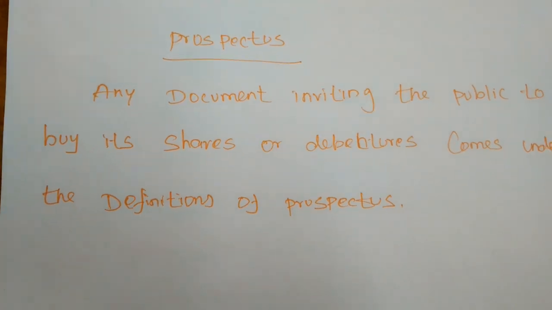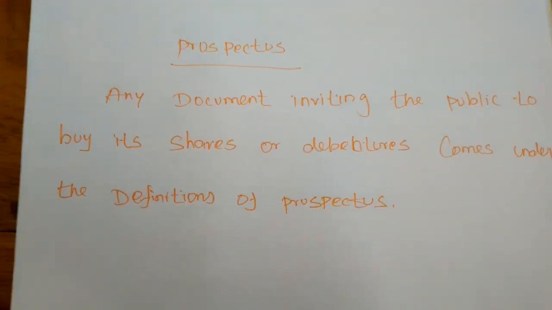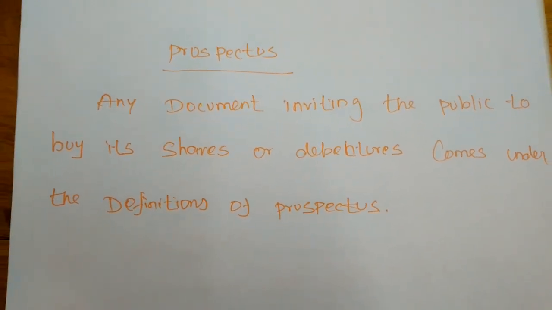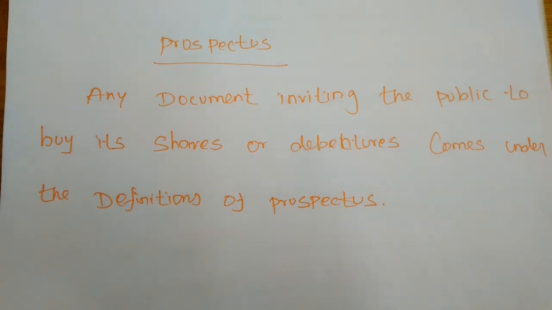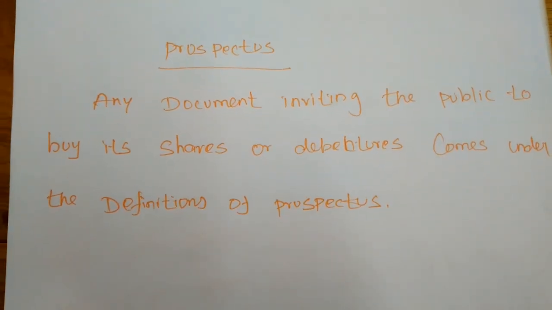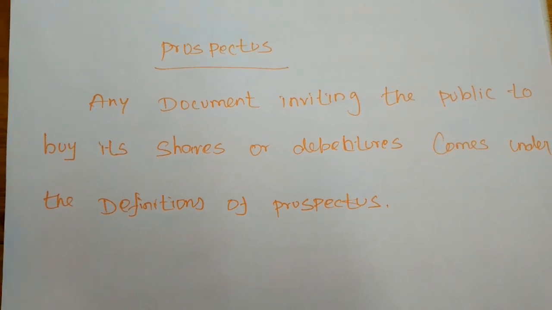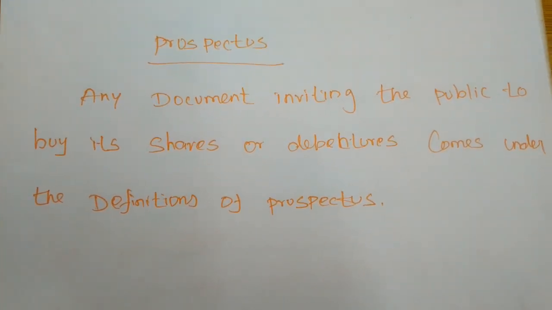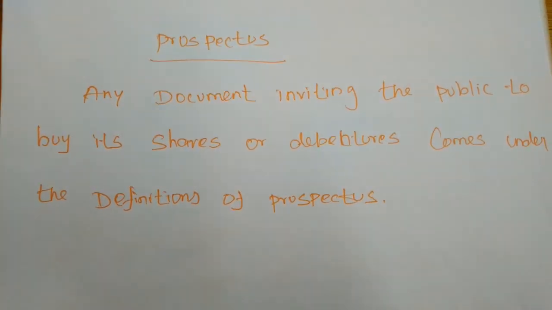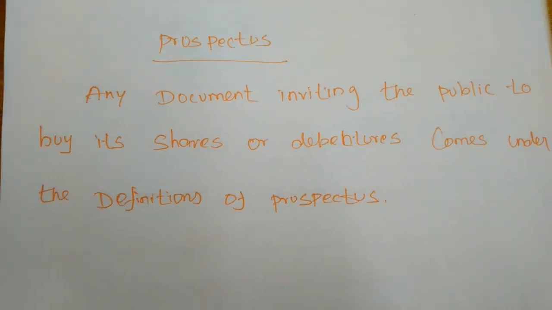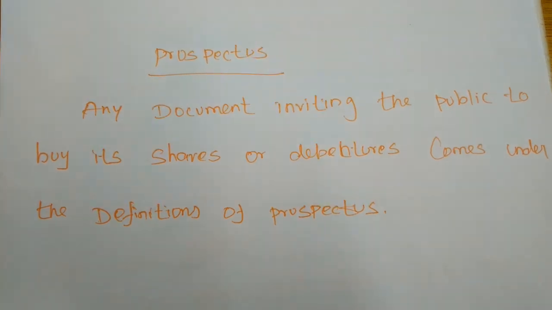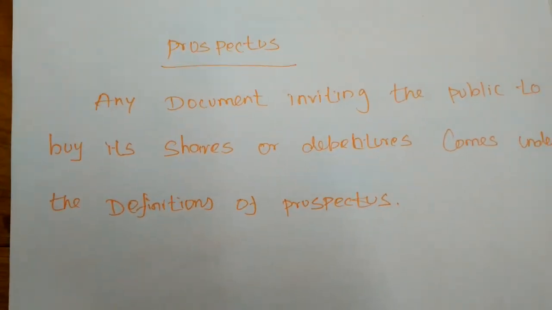Normally, companies issue an advertisement inviting the public to buy their shares or debentures. It is considered a prospectus. It also applies to advertisements inviting deposits from the public. If individuals want to deposit or purchase shares on the basis of the invitation, they can come. The inviting document is considered a prospectus.